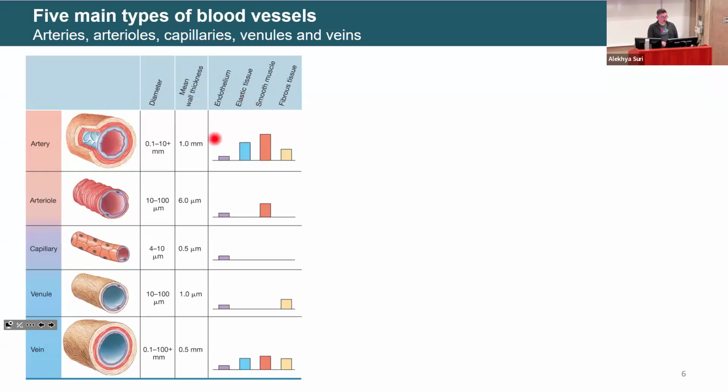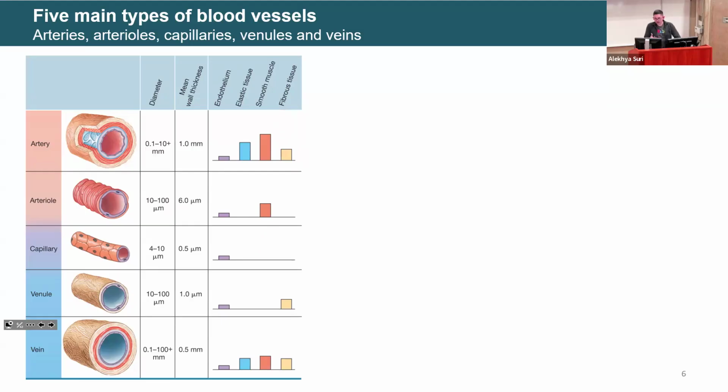Only some of them, so arteries, the larger arteries and the larger veins, contain a decent amount of elastic tissue, so they have the ability to stretch and recoil. Arteries, arterioles, and veins contain smooth muscle, and it's important to understand that arteries and arterioles have smooth muscle in higher proportion than veins do.